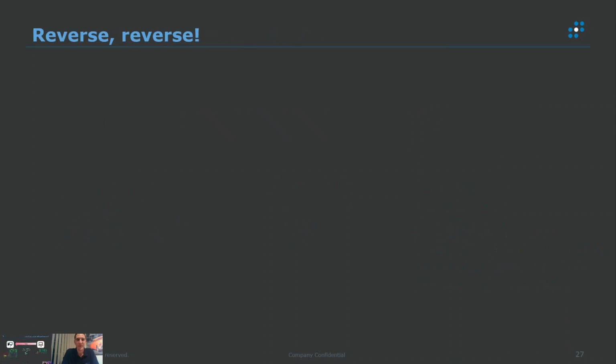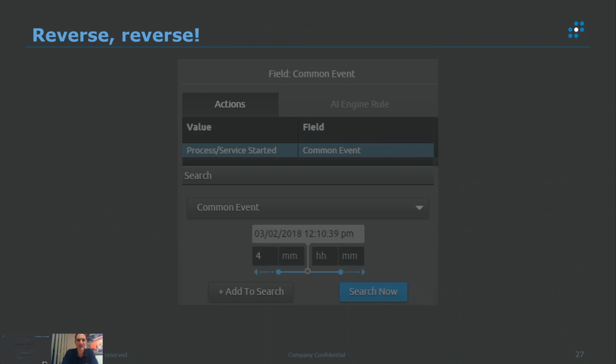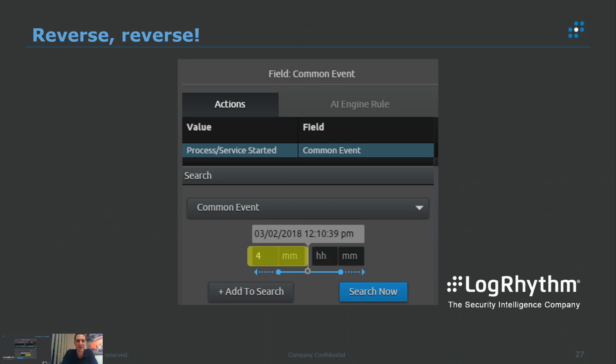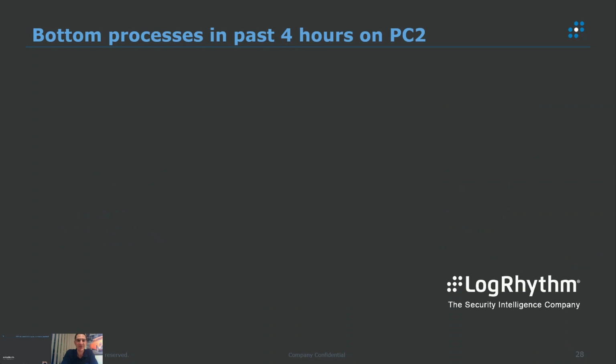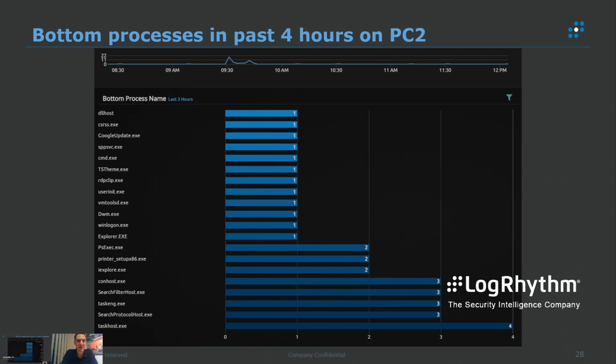Cool. So, like I say, at this stage, it doesn't necessarily indicate anything malicious. So again, we can use our pivot tool to go back in time and see what happened before all of this activity was running between these two machines. This time we look at the bottom process names running on that particular PC over the last 2 hours. We're also looking at process starts. So again, we see cmd.exe, psexec, and we see printer setup x86.exe.